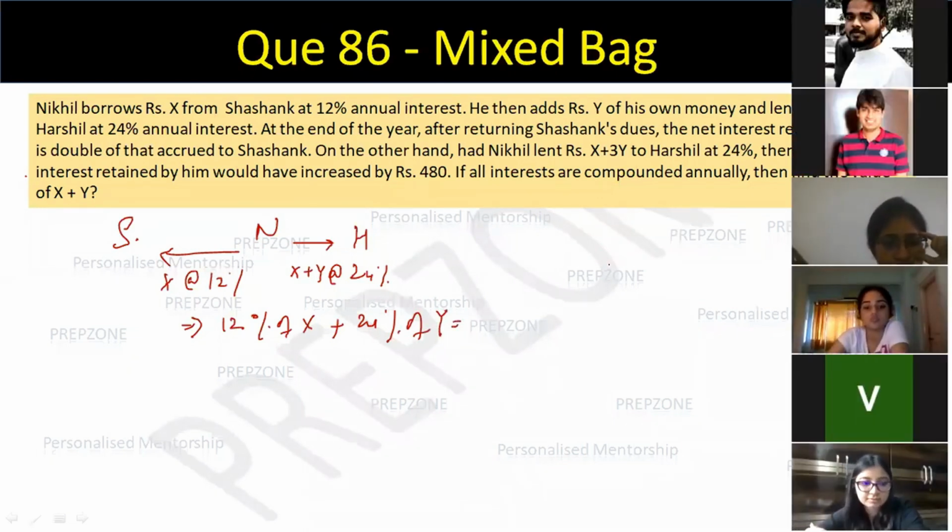x plus y at the rate of 24% आना था, उसमें से 12% of x देना था. So it's very simple. 0.24 of x plus y minus 0.12x. So it is 0.12x plus 0.24y, which means 12% of x plus 24% of y. Clear हुआ ना सबको? Yes, sir.